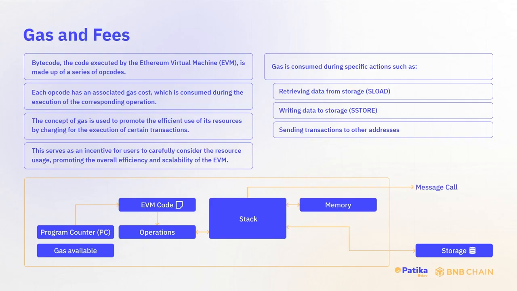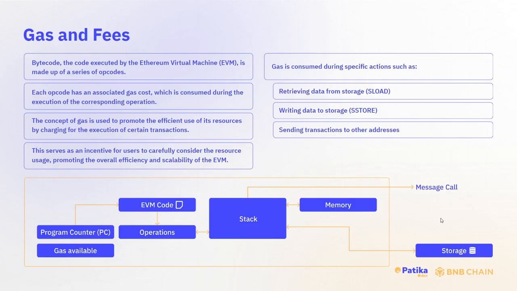The storage of a contract is where the contract's persistent data is stored. The storage is updated when the contract's code is executed, allowing the contract to modify the state of the blockchain. So when it comes to gas fees, they are fees paid in BNB to the BNB Smart Chain to process transactions and execute smart contracts.